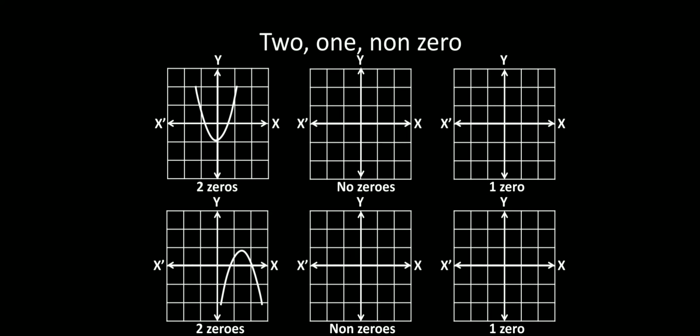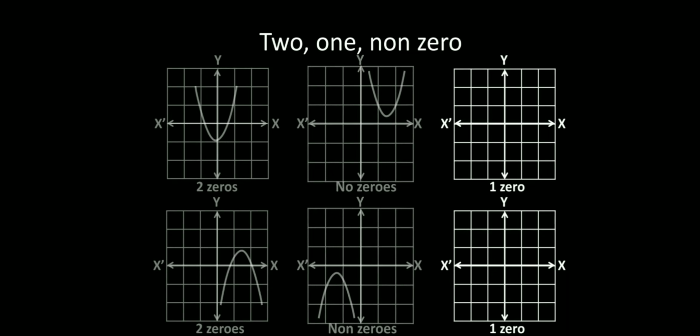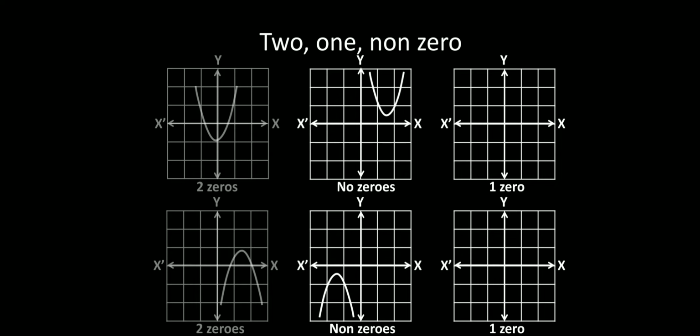You can see the parabola intersects the x-axis twice. So we got 2 zeros of the polynomial. When the parabola does not intersect the x-axis at any point, we get no zero, meaning there is no zero in the polynomial, meaning if you take any value of y, you will not get the value of x equal to 0. Understood?